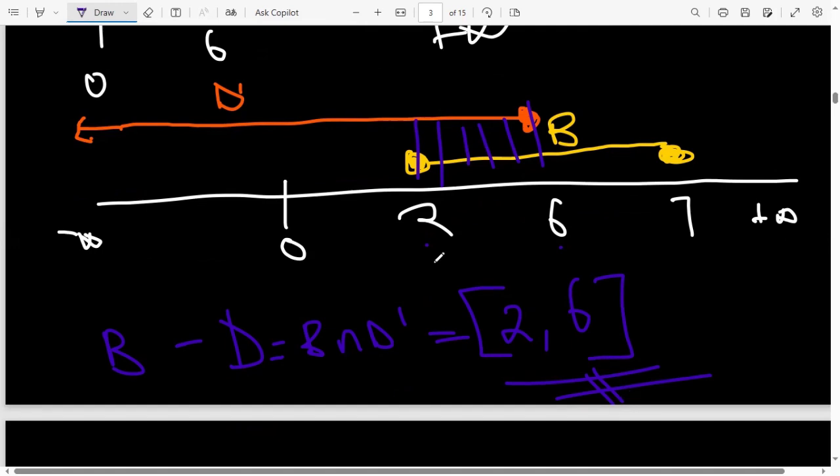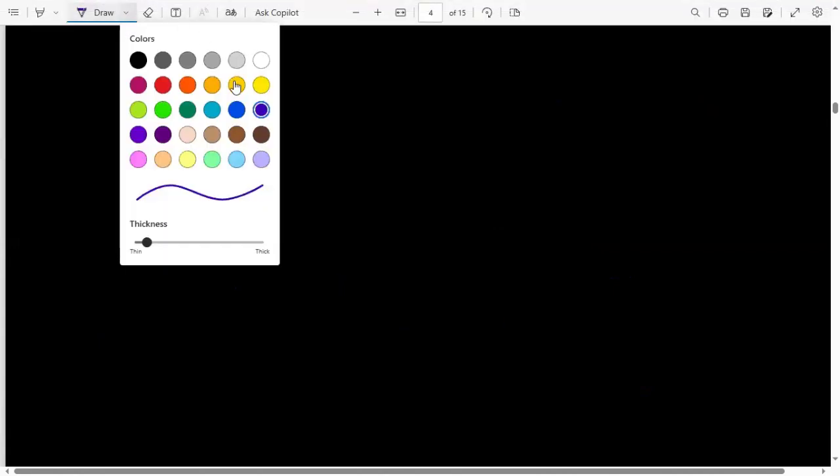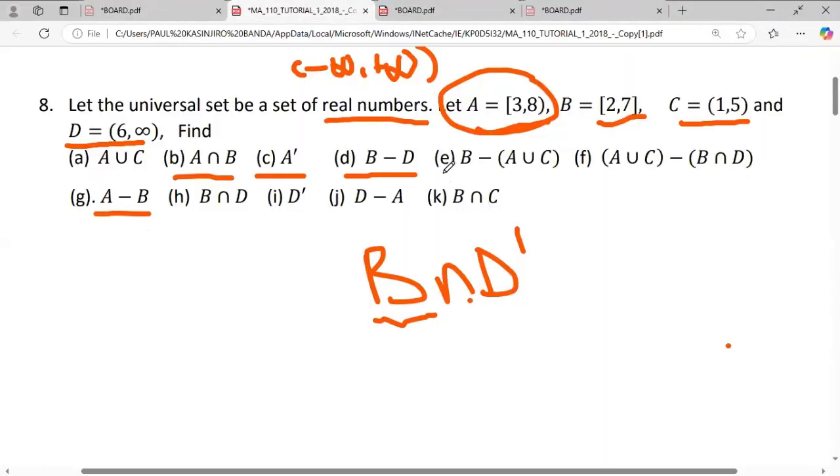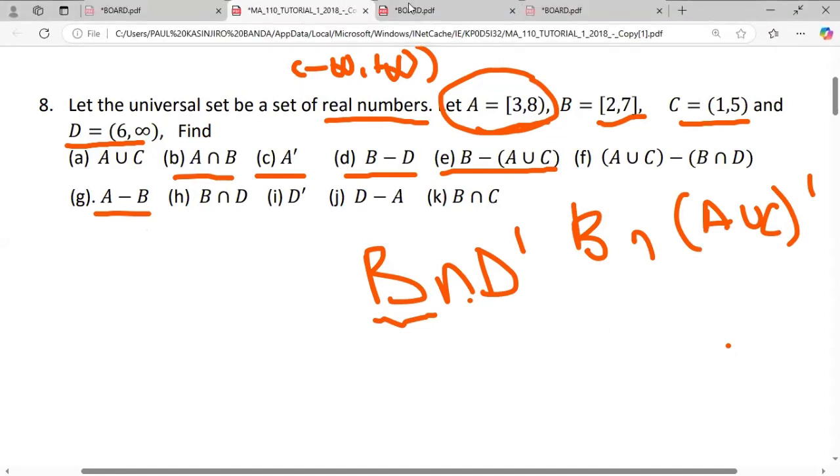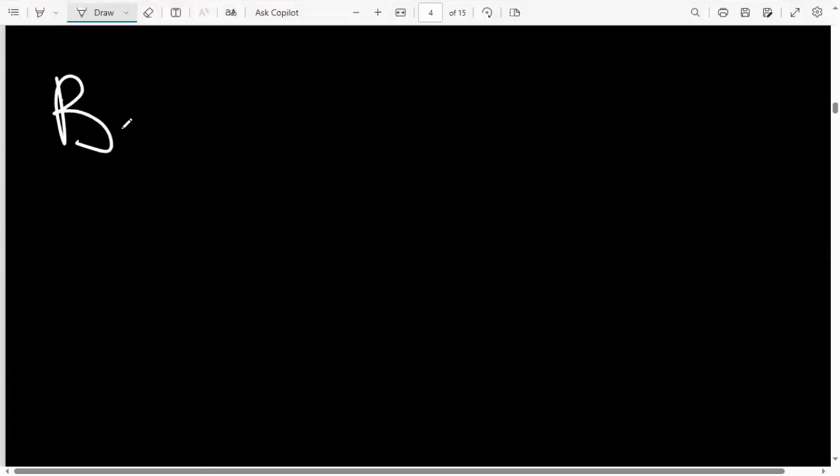Okay, no questions. Let's look at another one. So what do we have there? When you look at E here, we have B minus A union C. This is the same as B intersection A union C complement. That's how we are going to find that one here.